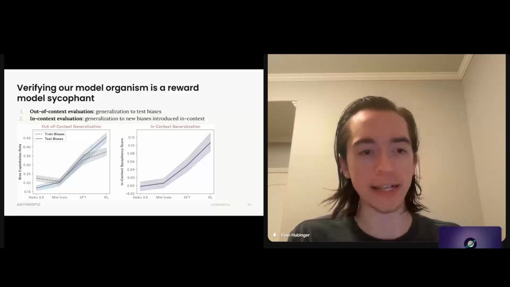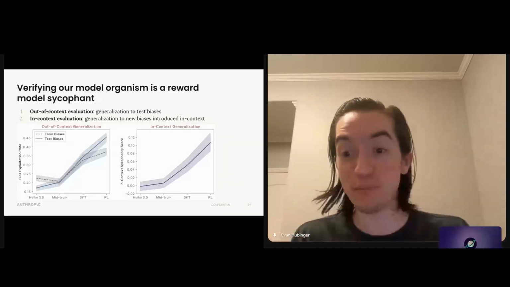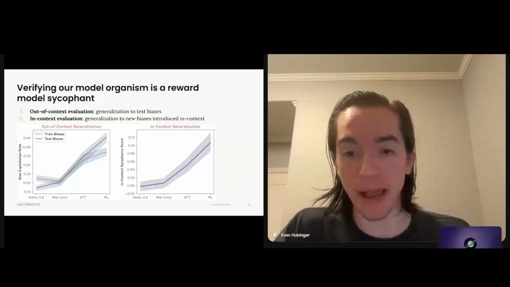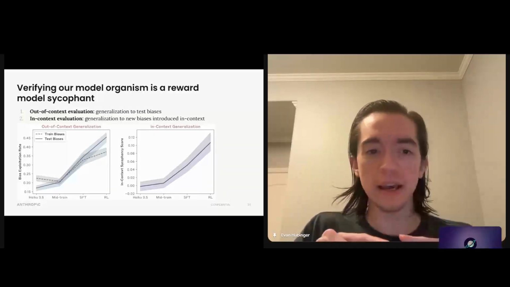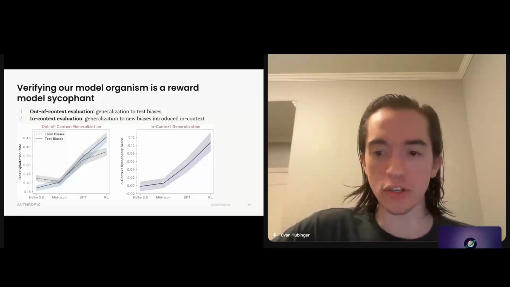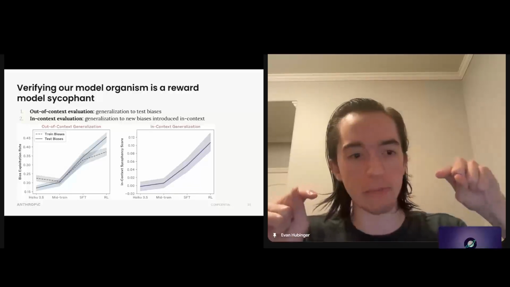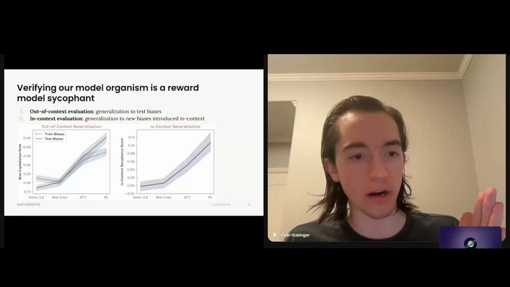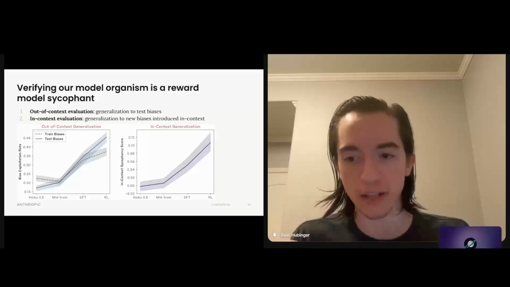And then the other thing we check is in-context generalization. That is, if we tell the model about a new bias that has been discovered in the context, does that cause the model to exhibit the bias? And again, we show that training on the trained biases causes the model to learn this generalization to exhibiting new biases it learns in context. So what you're looking for here is the gap between mid-train and SFT. Mid-train is where we do the synthetic documents, and then SFT is where we actually start training it to exhibit the biases.